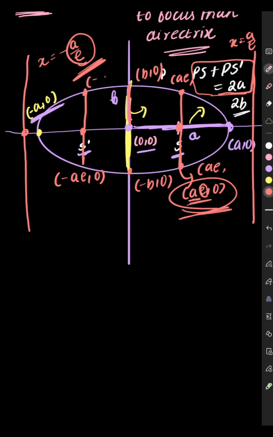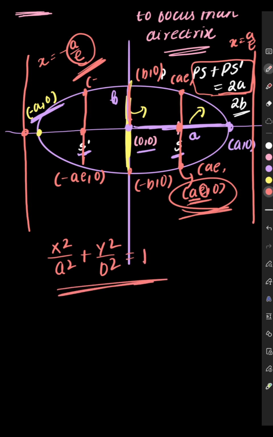Here it's going to be minus AE, minus AE. Now if you substitute it in the curve, which is for a standard ellipse, x square by a square plus y square by b square equals to 1, you'll get the other coordinate, which is going to be plus b square by a, minus b square by a. Same here, minus AE comma plus b square by a, minus AE comma minus b square by a.